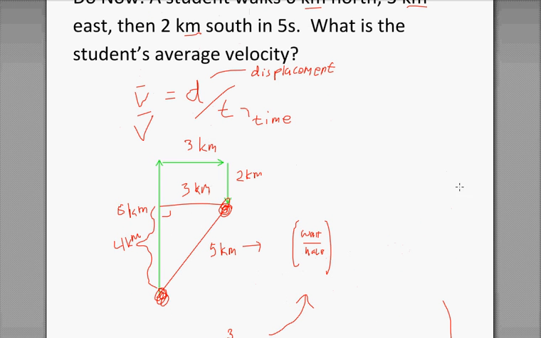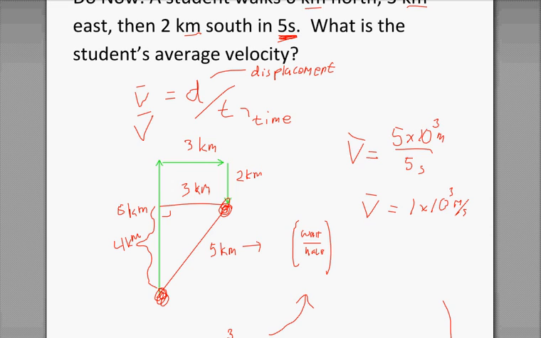And you're simply going to plug it into this formula. V equals 5 times 10 to the third meters over 5 seconds, given to us from the problem right there. And this is our average velocity. And you should end up getting an average velocity equal to 1 times 10 to the third meters per second. Okay, not so hard. Let me show you real quick another way of doing this.